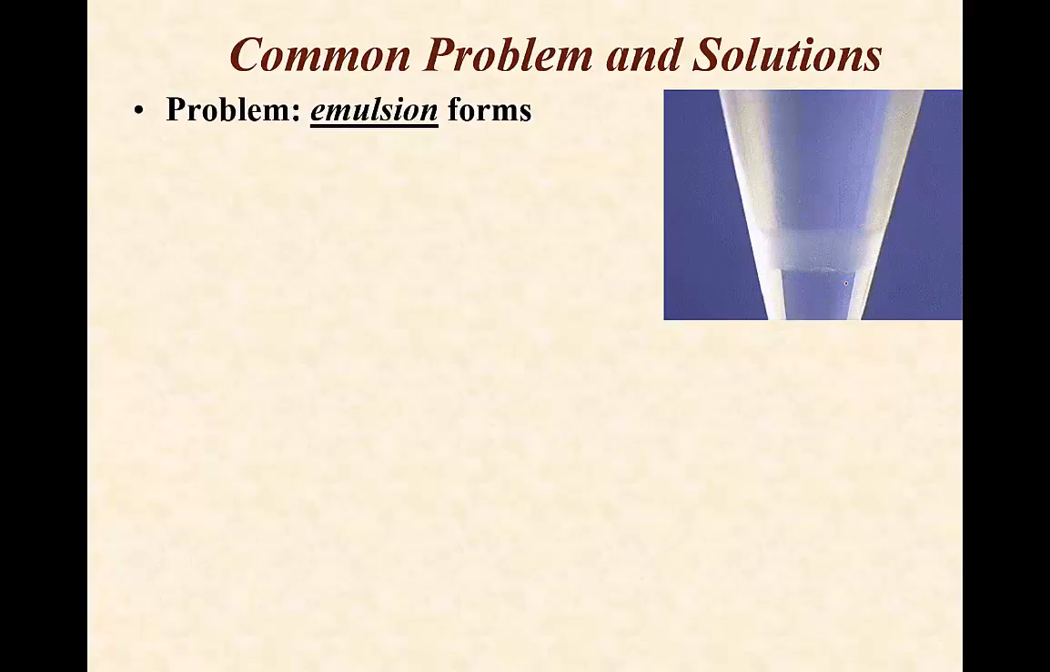So it actually ends up looking like you have three layers. You've got your clear aqueous layer here, you've got this cloudy layer in between, and then you've got this clear ether layer on top. Well, this is an emulsion of the water and the ether right here, and you've got to get that separated. A couple of different ways you can do that. One is just try gently swirling it. Sometimes just that action is enough to break that emulsion apart.